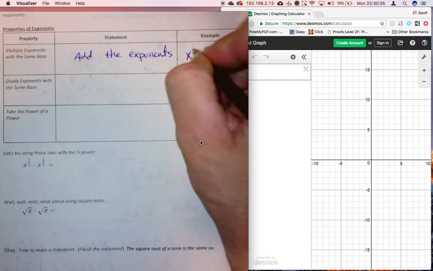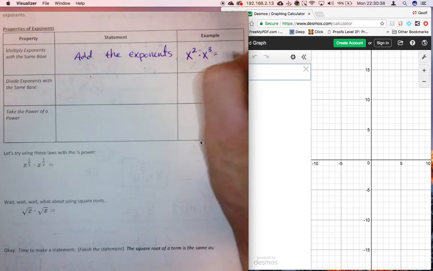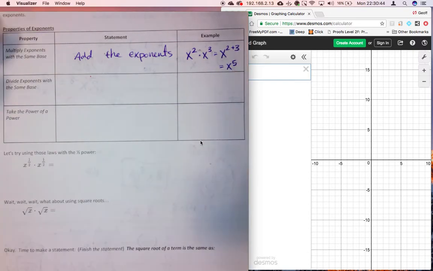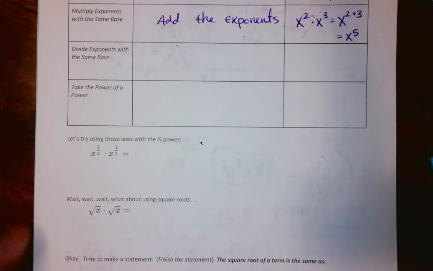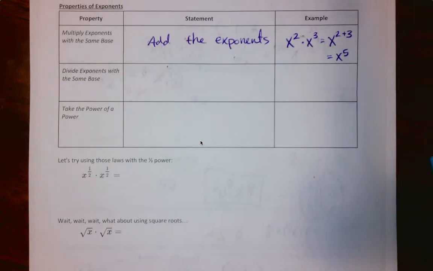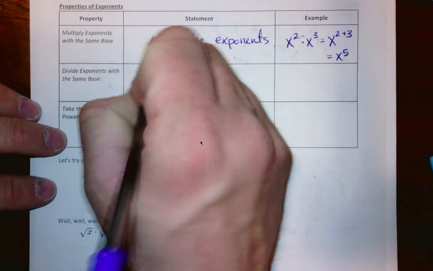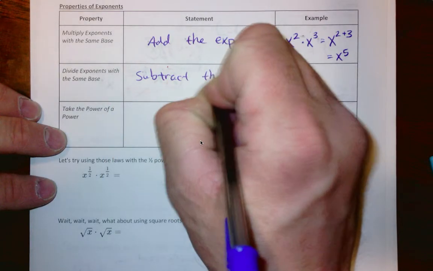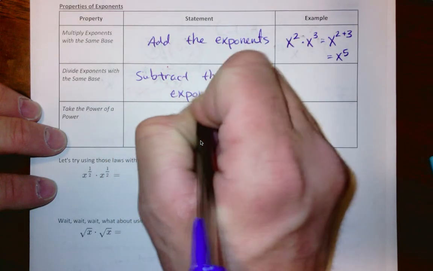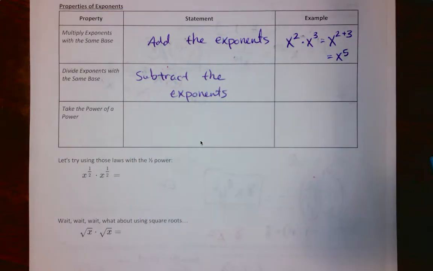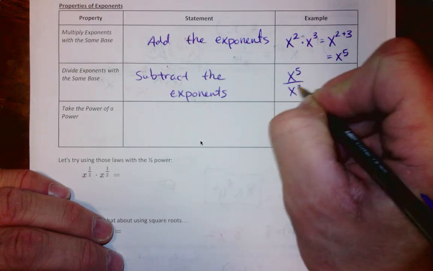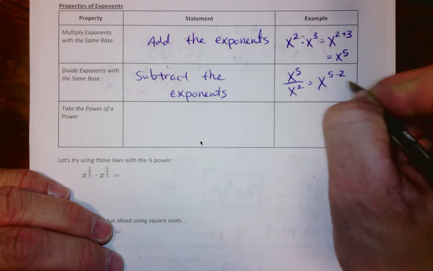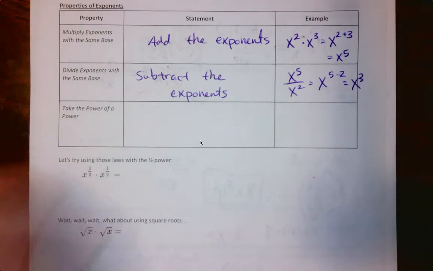The example would be x squared times x cubed is x to the power of 2 plus 3, and that is x to the 5th. If you have the scenario of dividing exponents with the same base, then we can subtract the exponents. So subtracting the exponents would be an example something like x to the 5th divided by x squared. We would do x to the 5 minus 2. 5 minus 2 is 3.